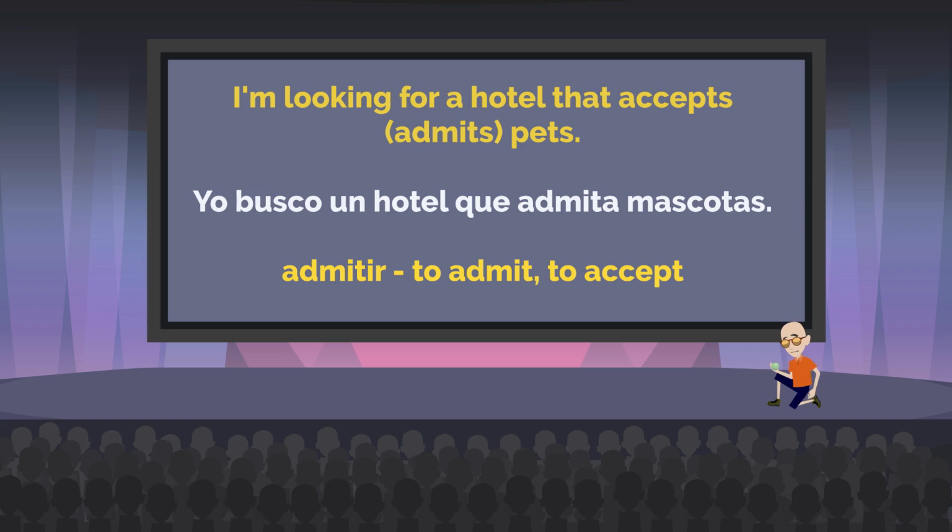Not too bad. Here's a useful one for those folks who might want to travel with their pets down to Mexico and stay at a pet-friendly hotel. I'm looking for a hotel that accepts pets. I put admits in parentheses because the most common verb will be admitir. Yo busco un hotel que admita mascotas. It's going to be in the subjunctive. Why? Because I'm not talking about a specific hotel.